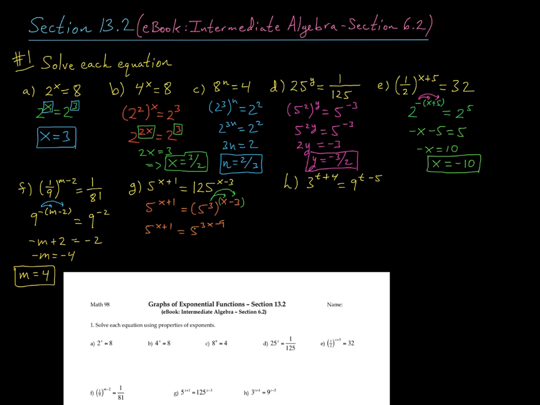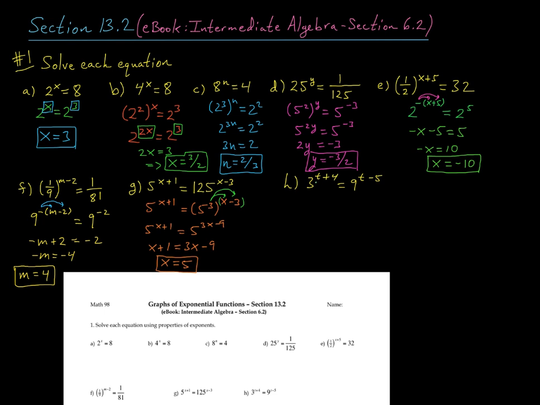And now I have a common base, so I can go ahead and equate exponents. And here, if I subtract x from both sides, I'll get a 2x. Adding the 9 over, I'll get a 10. And the 10 divided by 2 will give me x equals 5. So there's the solution there for G.